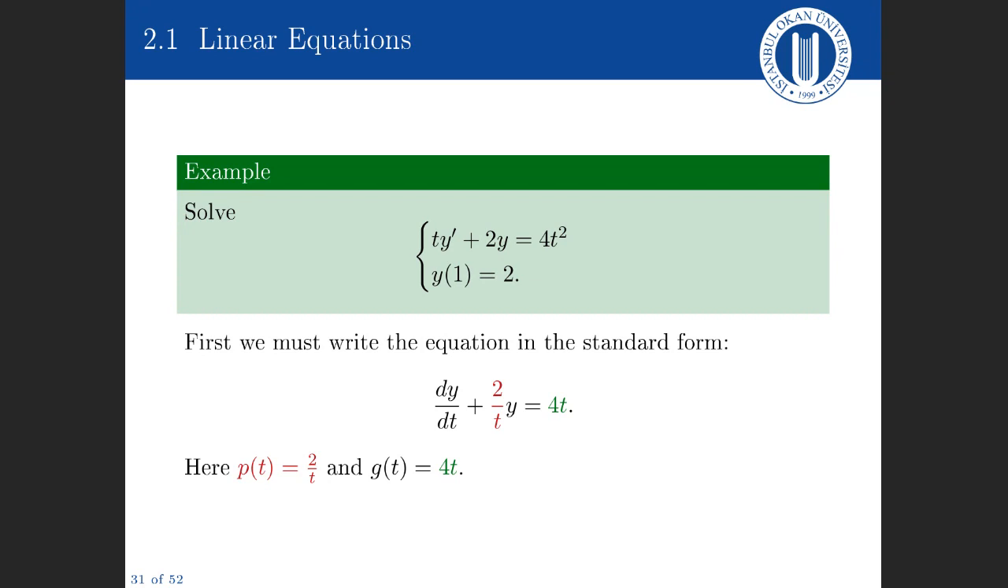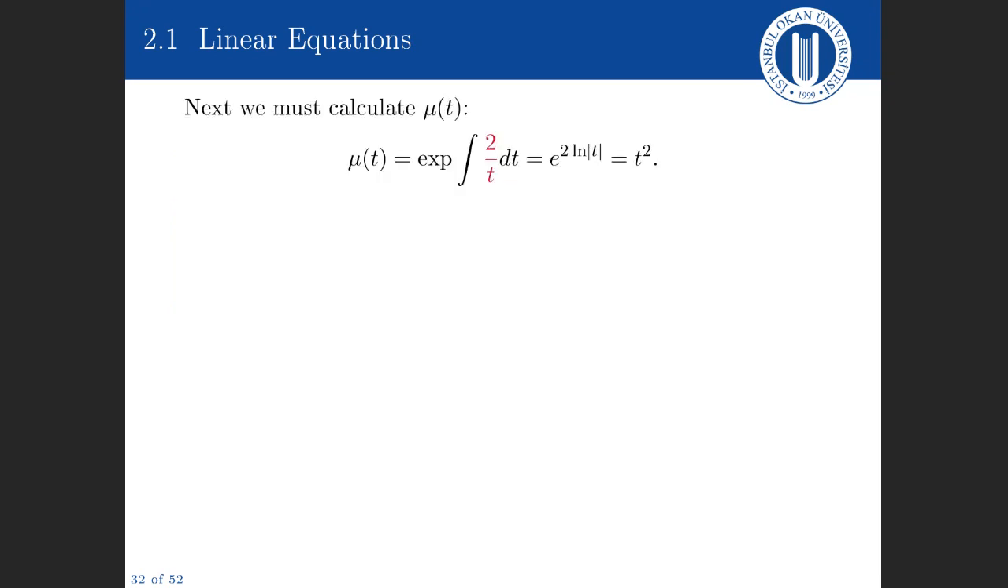To find the integrating factor, we just use p of t. The integrating factor is the exponential of the integral of 2 over t dt. That's e to the power 2 natural logarithm of the absolute value of t, which simplifies to t squared.